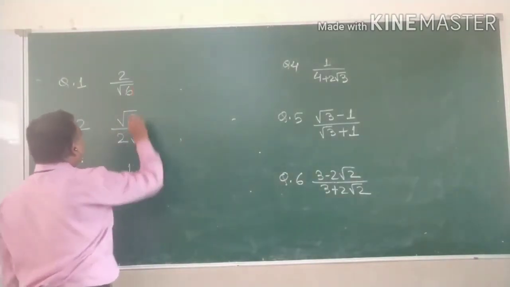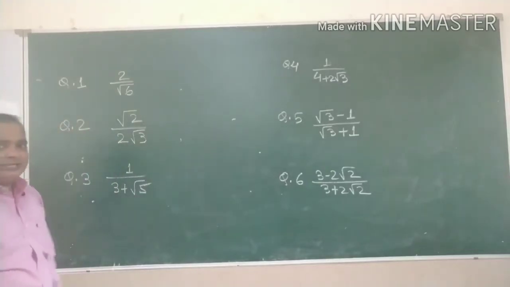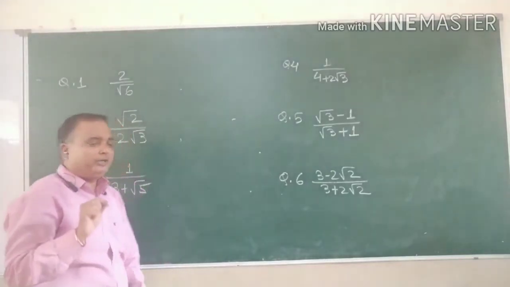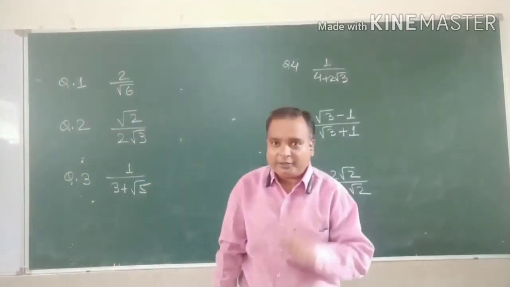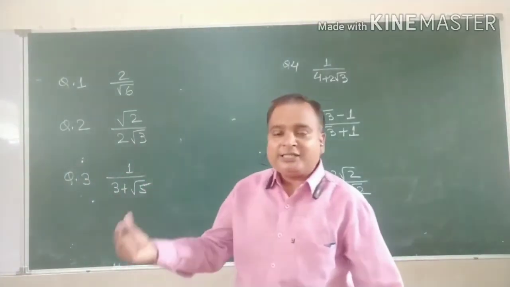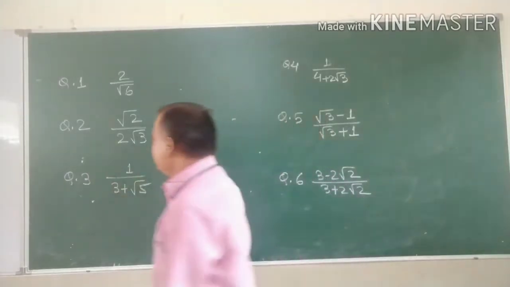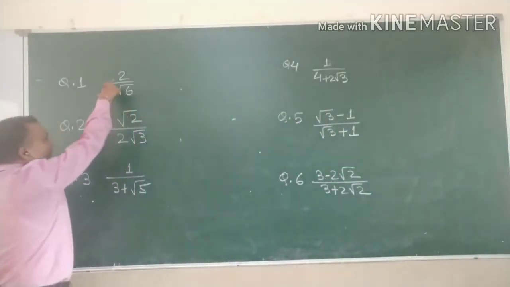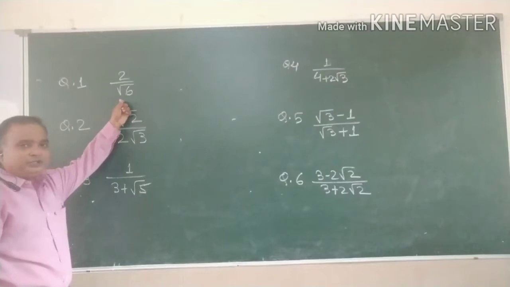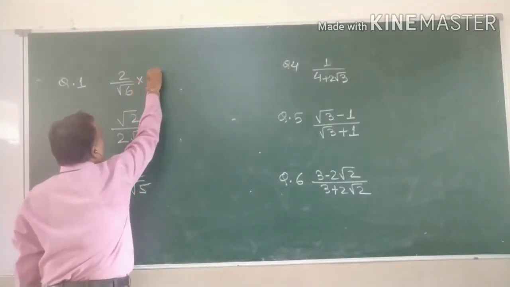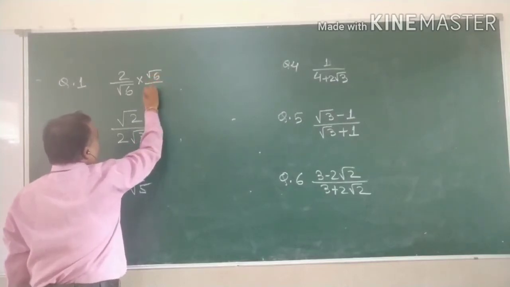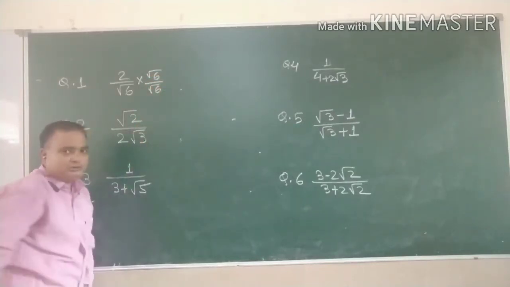So first question is 2 upon root 6, and we have to rationalize the denominator. Means we have to multiply the numerator and denominator by the rationalizing factor of the denominator. So in this question, 2 upon root 6, the denominator is root 6, so its rationalizing factor will be root 6. So numerator and denominator both should be multiplied by root 6.